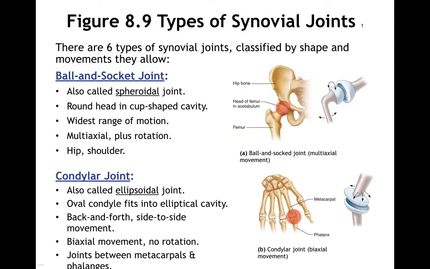Types of synovial joints that exist come in 6 basic kinds. They're classified by their shape and the movement that they allow. So this is where I say they're freely movable, but only within the confines of their shape.